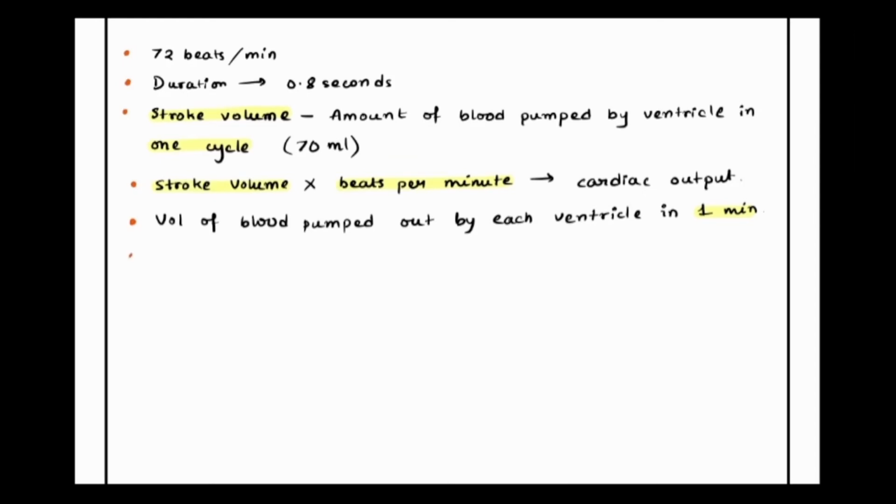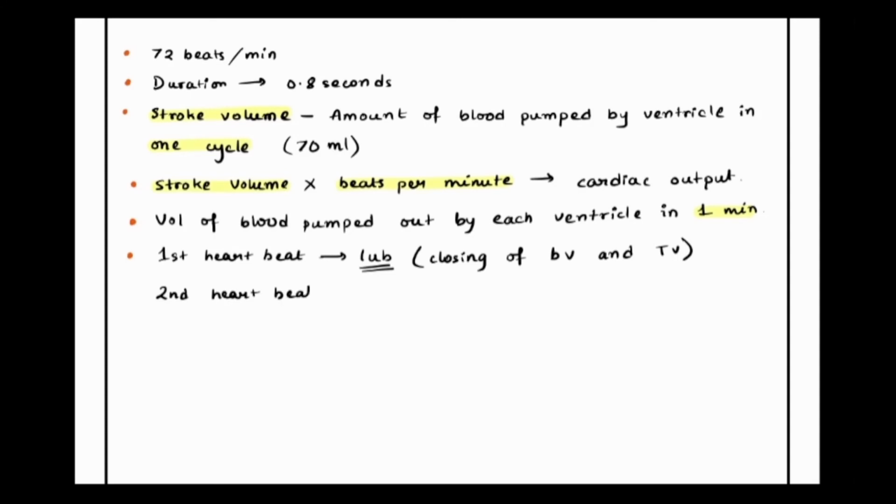And one more thing that you need to know is the heart sounds. If we listen to the heartbeat, there would be 2 beats that we can hear if we put in the stethoscope, or if we hear the sound of the heart. The first heartbeat is called the lub sound, and it is associated with the closing of the bicuspid valve and the tricuspid valve. The second heartbeat is referred to as the dub sound, which is related to the closing of the rest of the valves, that is the semilunar valves.